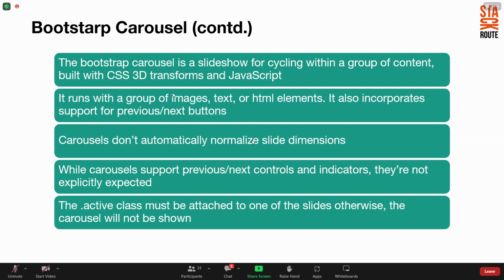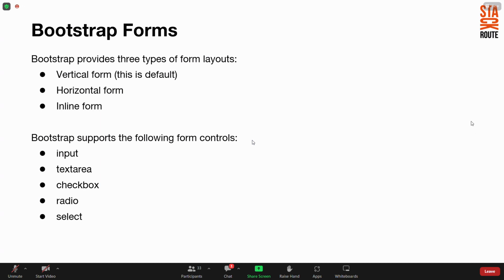Okay. It runs with a group of images, text, and HTML elements. It also incorporates support for previous and next buttons. Carousels don't automatically normalize slide dimensions. So the size of the image is not going to change automatically unless you change it manually. These are the important points of the carousel which you should be aware of. Then Bootstrap forms. The next component of Bootstrap is nothing but the Bootstrap form.